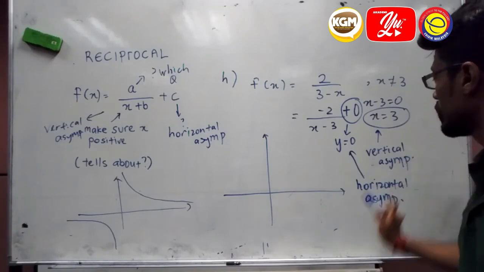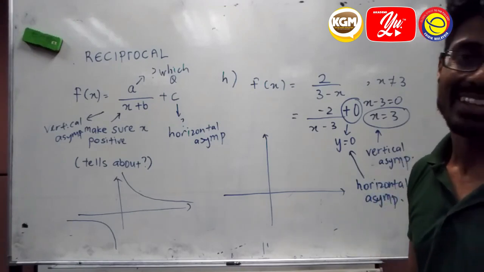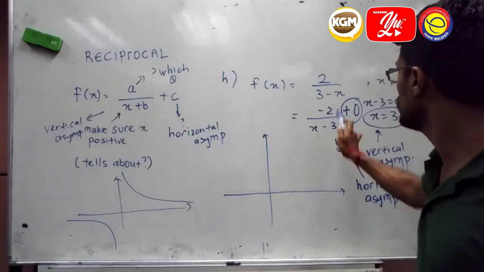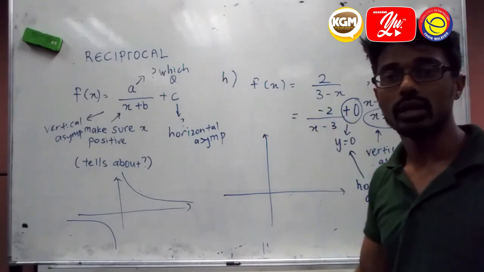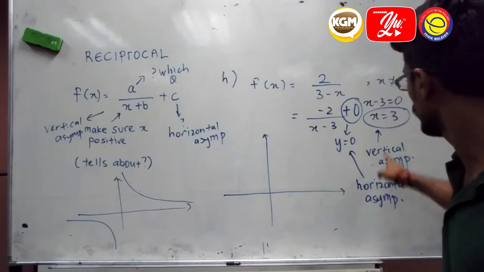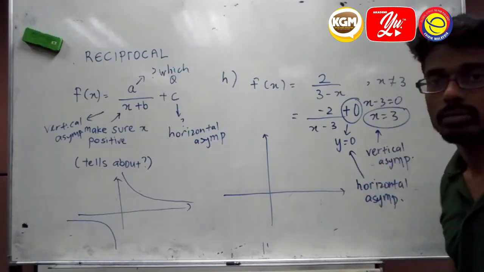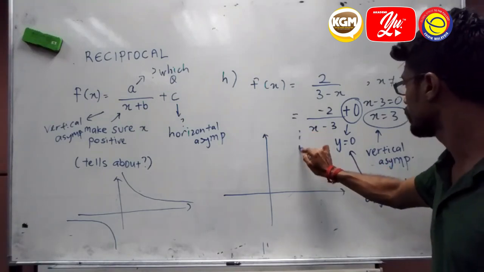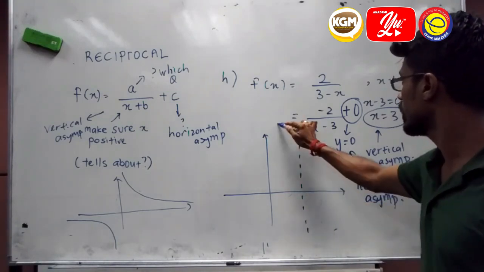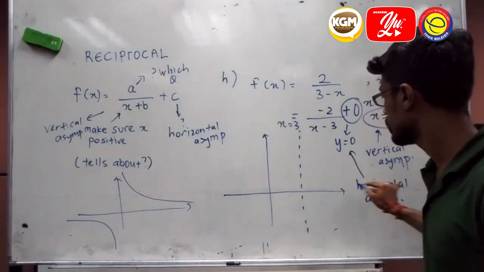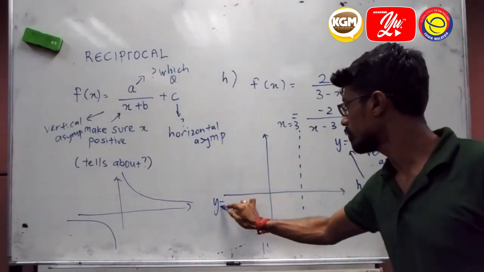So I've got my vertical asymptote and my horizontal asymptote. Next I have to decide which quadrants I belong to. Here we have -2, so I'll be in quadrant 2 and quadrant 4. Let us fix our vertical and horizontal asymptotes first, which will make it easy to draw. My vertical asymptote is here, x equal to 3. My horizontal asymptote is y equal to 0.